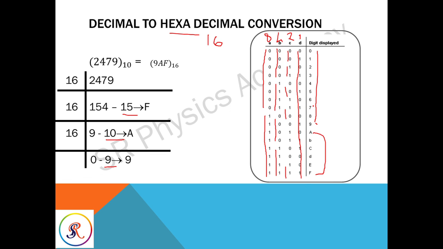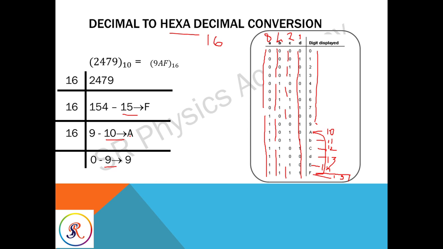So in this case 0 to 9 we already know. After that we don't have 10, so we consider 10 as A. Next is B, 11. C, 12. 13. 14. So now we know 15. So in this case, 15 means which letter is suitable here? 15 means F. Clear?